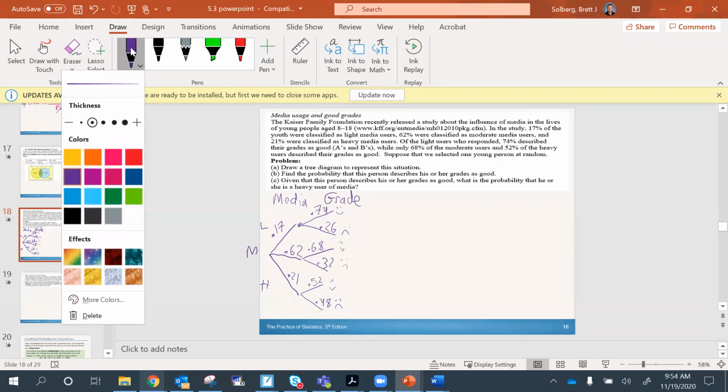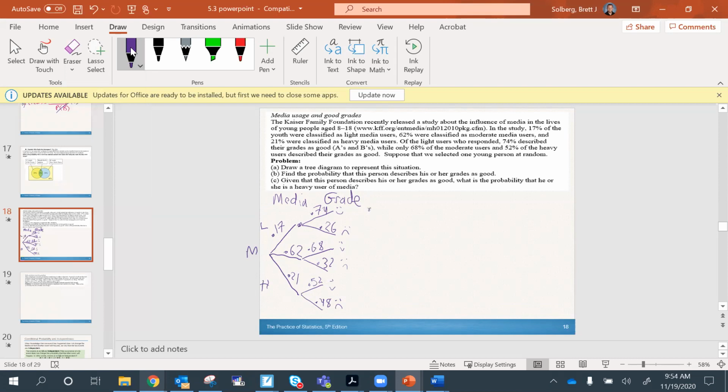So I'm going to get out my calculator and do 0.17 times 0.74. And this percentage right here, the 0.1258, is going to be the probability that they are a light user and they got good grades. But if I do 0.17 times 0.26, I'm going to get 0.0442. That's the probability they were a light user with bad grades.